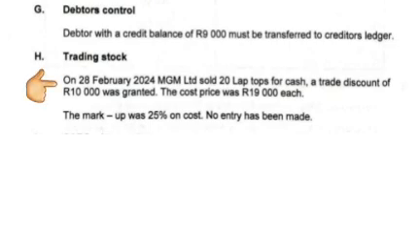It says on 28 February 2024 MGM Ltd sold 20 laptops for cash. A trade discount of 10,000 was granted. The cost price was 19,000 each. The markup was 25% on cost on entry. This transaction is a cash transaction, so it's going to affect my cash and cash equivalent.